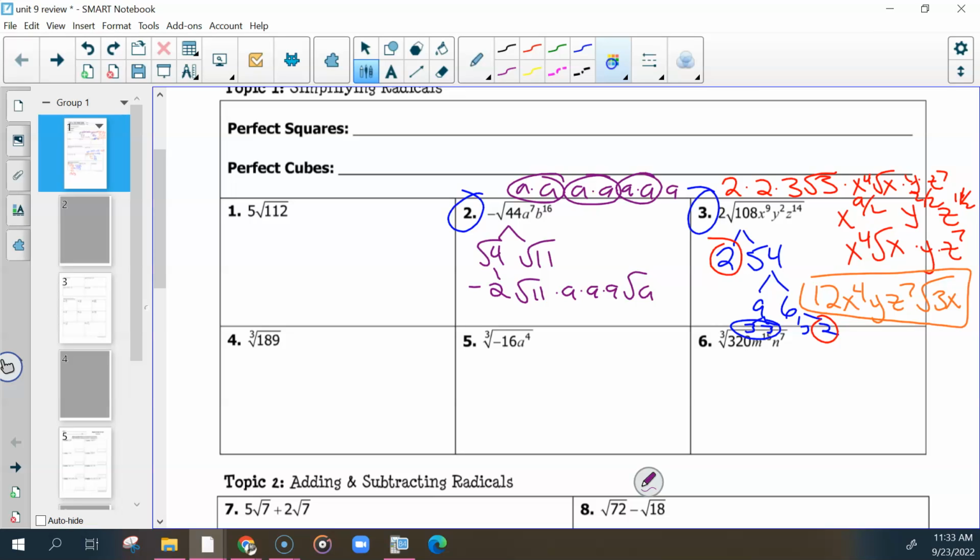If you did the square root, would it be a to the 3rd power times the square root of a? A to the 3rd times the square root of a, yes. And then 2 goes into 16 how many times? 8.